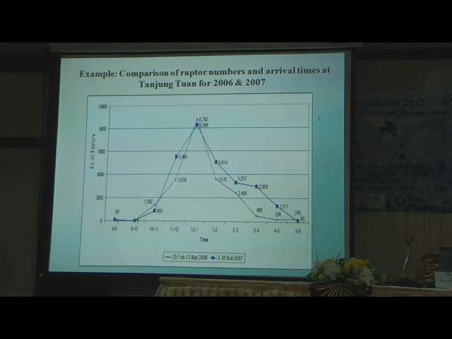All right. An example of how you can show your data in the form of graphs. This one compares the arrival time for 2 years in Tanjung Tuan. When is the best time to wait for raptors to arrive at Tanjung Tuan? From here we can see that it is between 11 in the morning to 1. You have the peak here. During that 1 hour, 8,000 over birds. So another way to show your data.